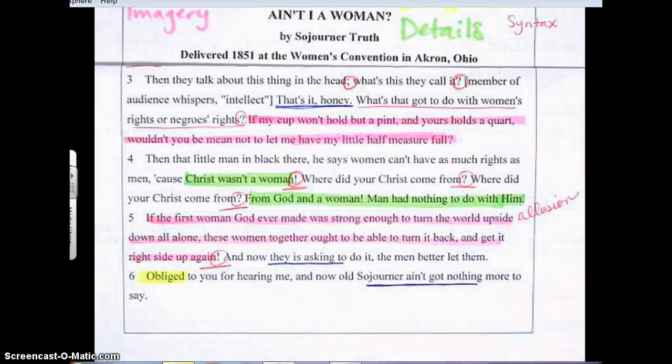Mrs. Stevenson is going to talk about how we might chart these and talk about claim and assertion and where Sojourner Truth is using ethos, logos, and pathos, and how she's developing ethos, logos, and pathos. So please move on to video 2 when you are ready.